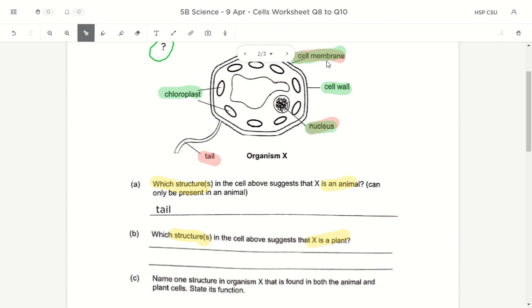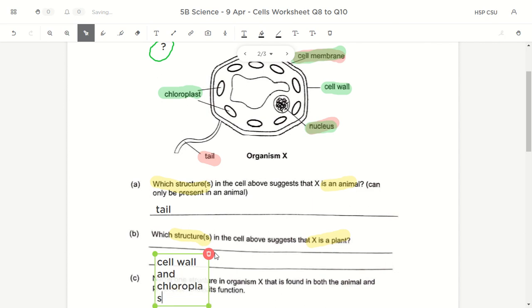So let's start from the top. Cell membrane. Cell membrane is common to both plant and animal cell, so it doesn't suggest that it must be a plant cell. Cell wall. Cell wall only plant cells have. So yes, correct. So first part, this must be a cell wall. But is it the only answer? Let's see. Nucleus, common to both plant and animal cell. Chloroplast. Only plant cell have chloroplast, and especially only leaf cell. So it's not just only cell wall, it's also chloroplast.